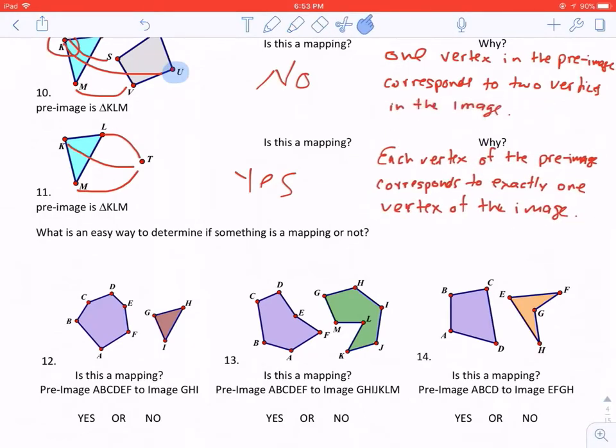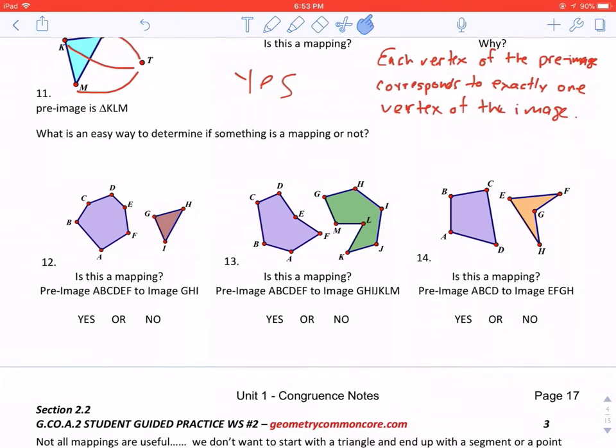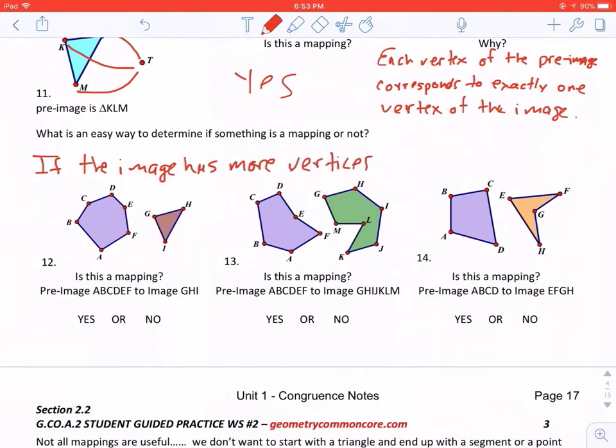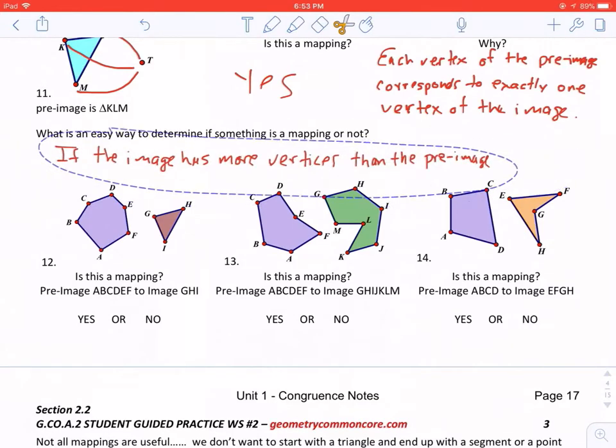Same question from the other side. What is an easy way to determine if something is a mapping or not? It's the same answer as it was before, but different terms on the other side. If the image has more vertices than the preimage, wish I would have written smaller, then it is not a mapping. Just do a little bit of this.